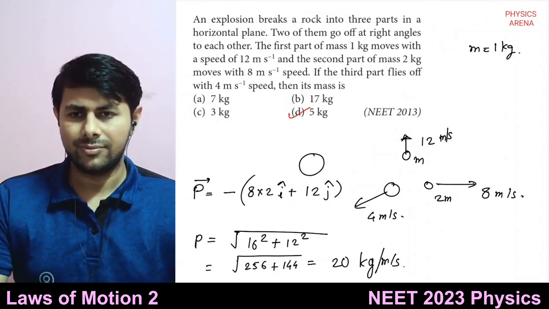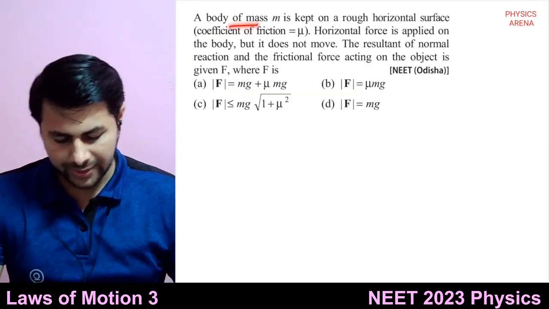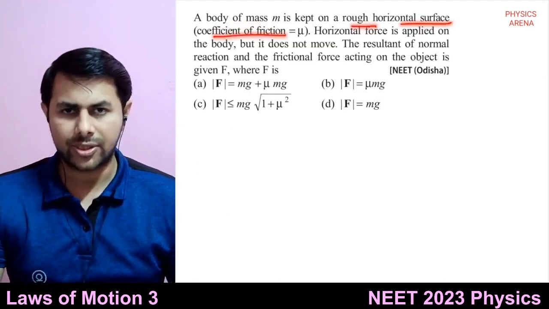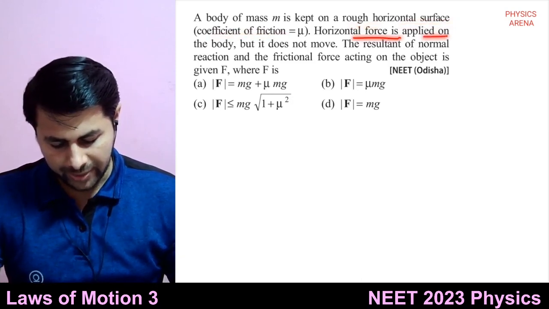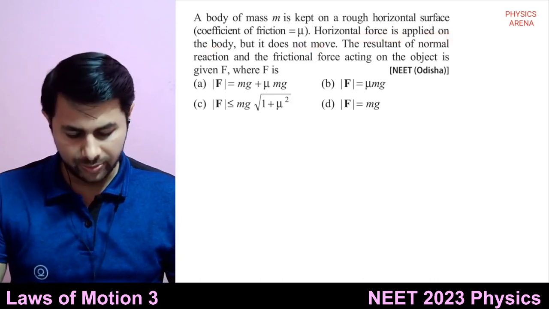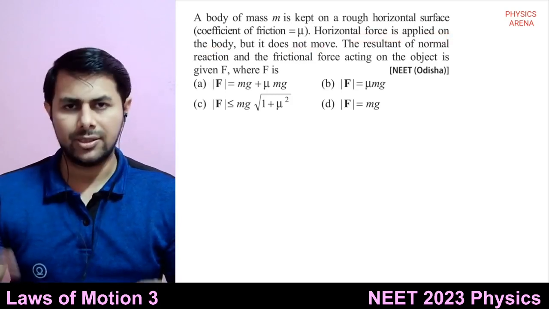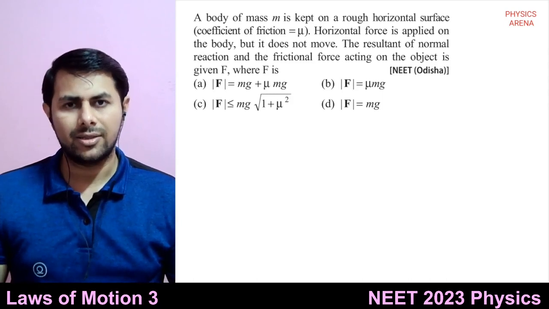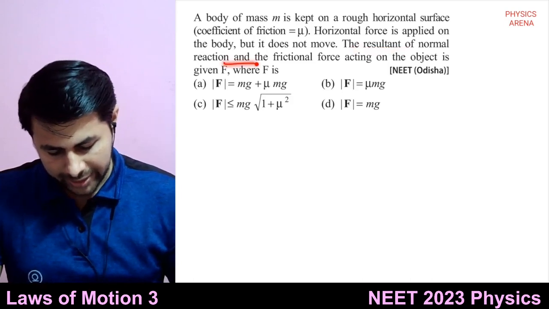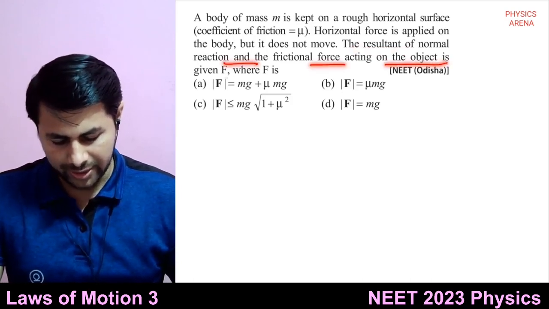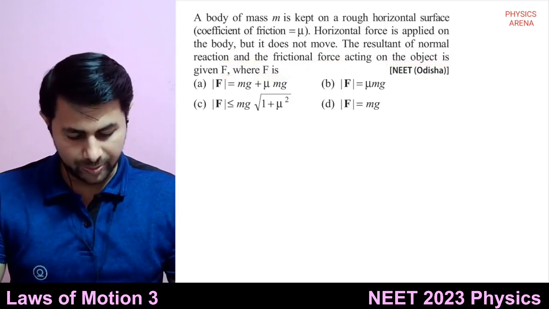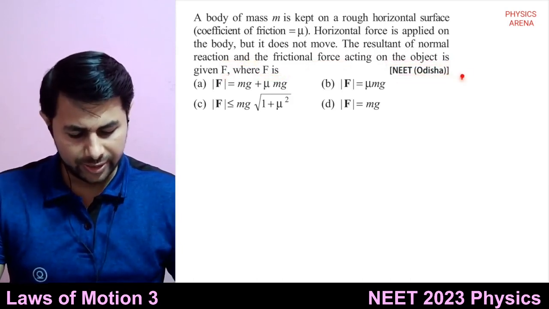A body of mass m is kept on a rough horizontal surface. Coefficient of friction is mu. A horizontal force is applied on the body, but it does not move. So you are exerting some horizontal force, but it doesn't move. That means the horizontal force applied is less than the limiting value of friction. The resultant of normal reaction and frictional force acting on the object is given F, where F is. So this is a very simple problem. It is from NEET, I guess 2019.